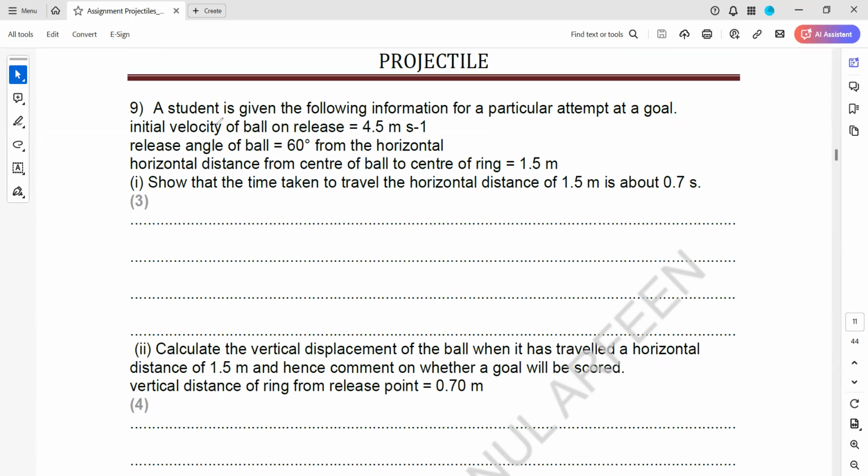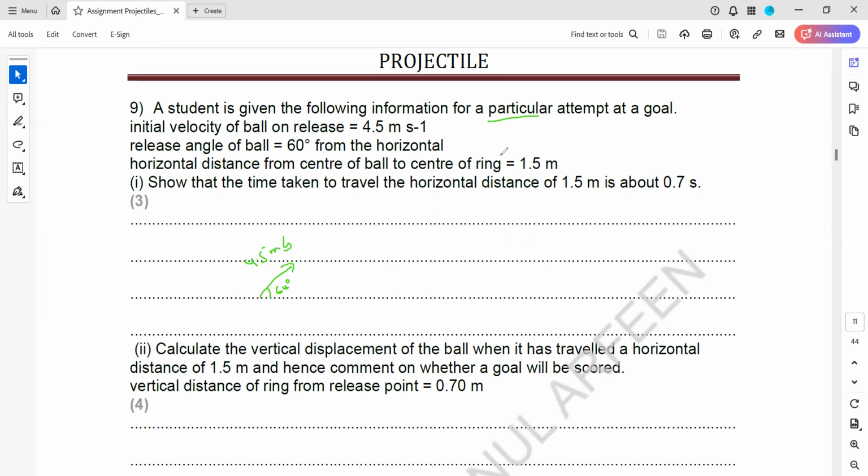In this question, a student is given the following information for a particular attempt at a goal. The initial velocity of the ball is 4.5, so the ball is launched at 4.5 at an angle of 60. The horizontal distance from the center of the ball to the center of the ring is given, and we need to show the time to travel the horizontal distance of 1.5 meter.